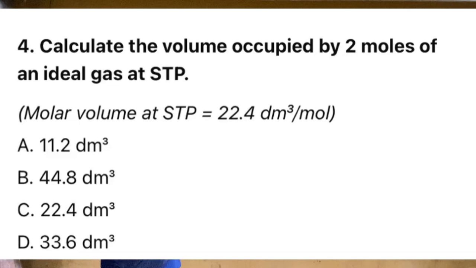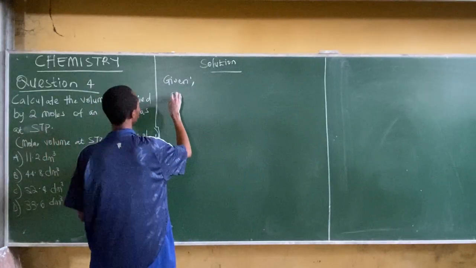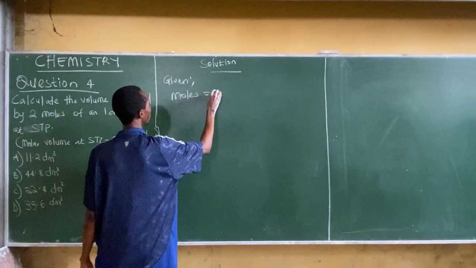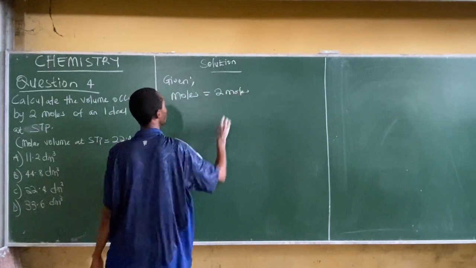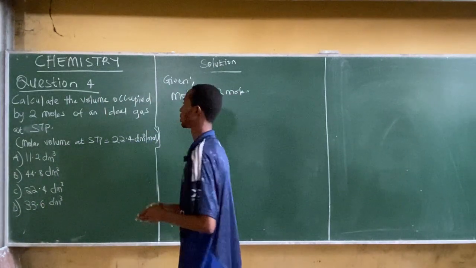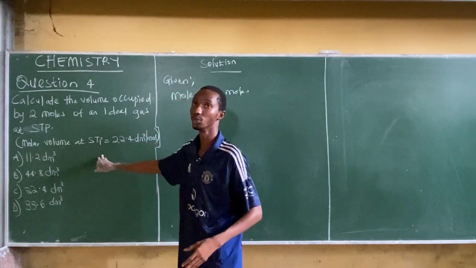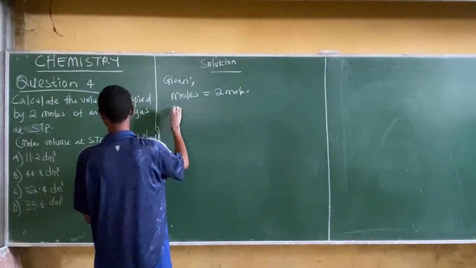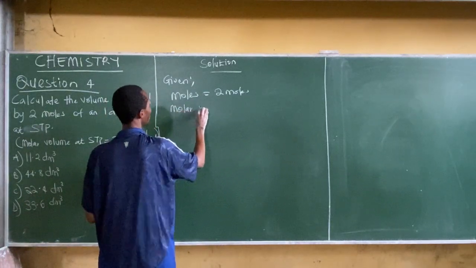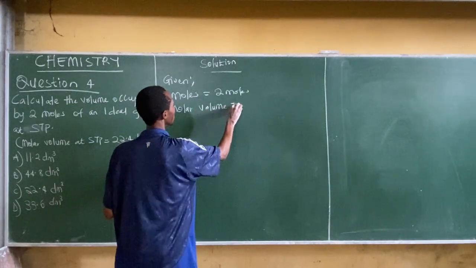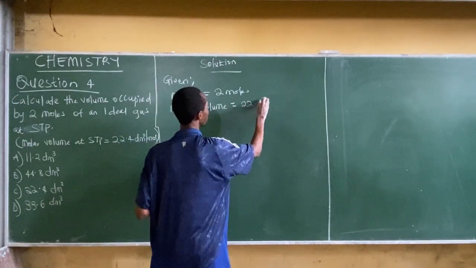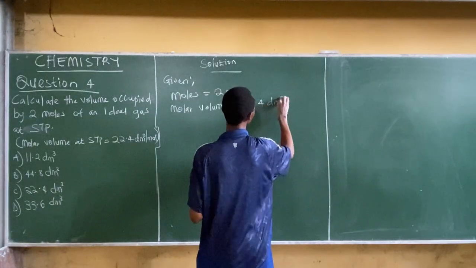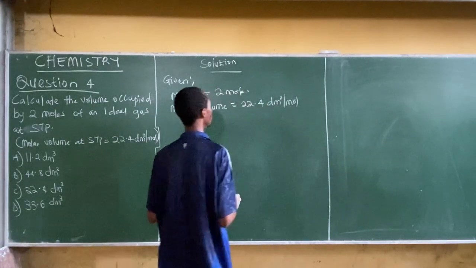Given from the question, we are given the number of moles to be what? 2 moles. So we have moles to be equal to 2 moles. They also give us something again. They give us molar volume at STP to be 22.4 dm³ per mole. So we have molar volume is equal to 22.4 dm³ per mole.